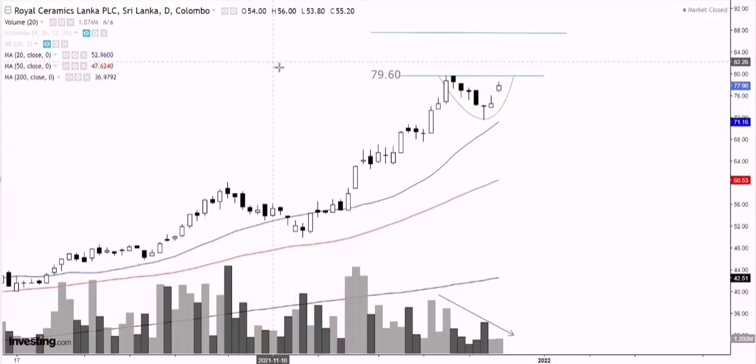Now obviously that's where we come in. Now we need to look at our risk level. So our stop level, like I said, if you're already in as of now, my stop level would go below this low over here.